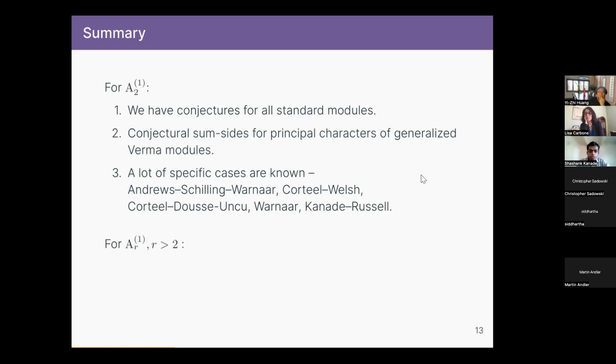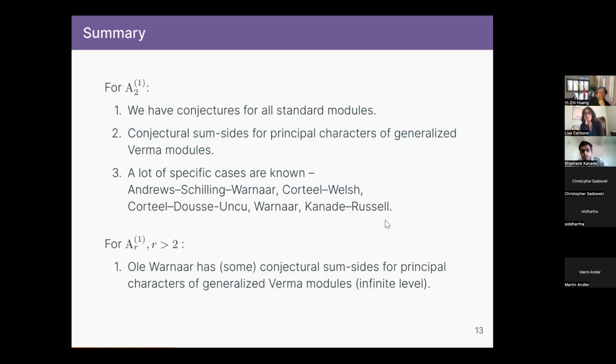And none of this story really is known for any higher rank besides A2, which is kind of interesting. Warnaar has conjectural sum sides for the infinite level case, but we don't know how to truncate them to get finite level identities, which is why I mentioned that I don't even understand in SL2 how to go from infinite to finite. That's what I mentioned in the SL2 story.